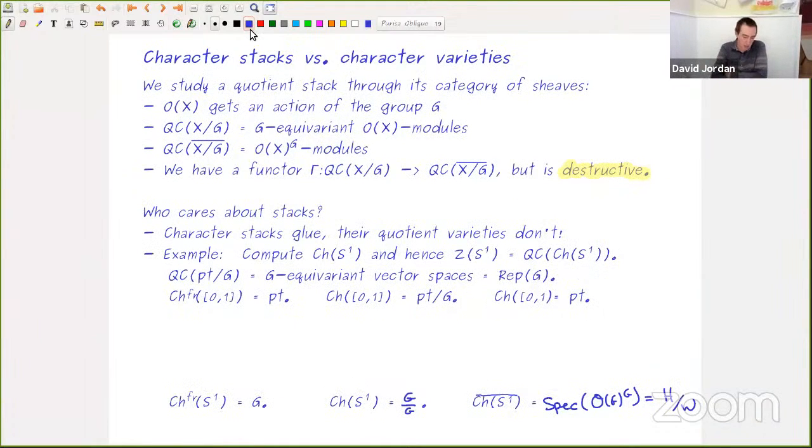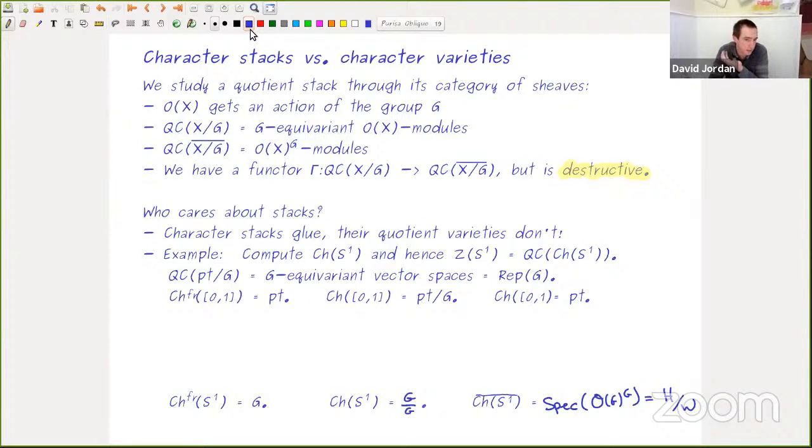Okay. Now I keep saying character stack, and I think the phrase character variety is probably much more familiar to people. So I just want to demystify that a bit and say that the way that we study a quotient stack is by looking at the category of sheaves. So what this means is that the algebra of functions O of X on our affine variety has an action of the group G, a representation of the group G.